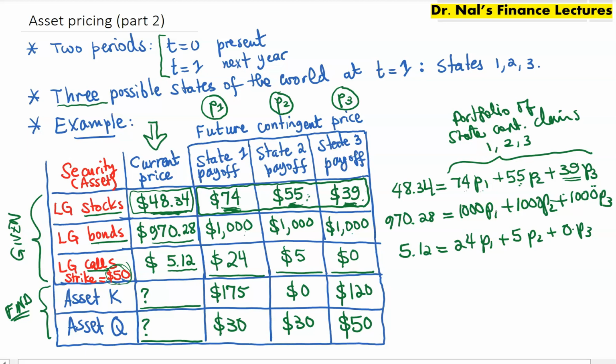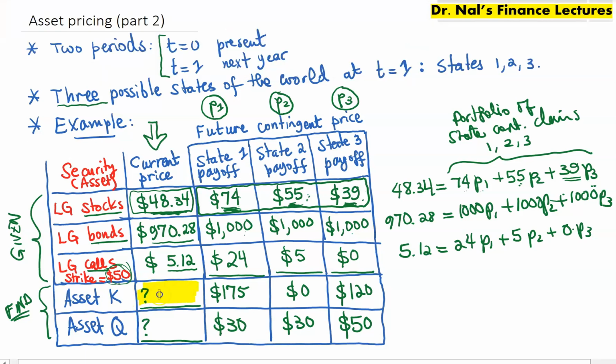What if there were 4 equations and 4 unknowns, or 100 equations and 100 unknowns, like in the real world? Then suddenly things are totally different, right? So you know that you need to use some computational tool. Once we calculate the values of P1 and P2 using Excel, we will go back and answer the question of the value of our asset K and asset Q.